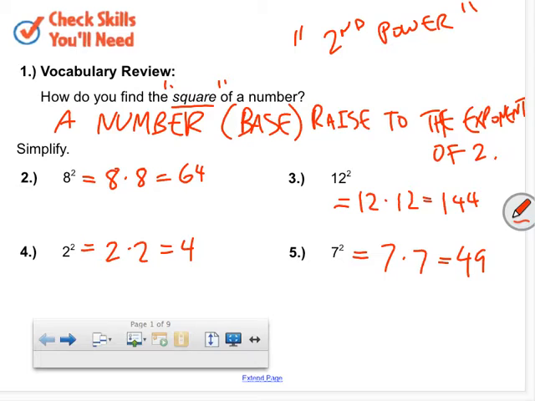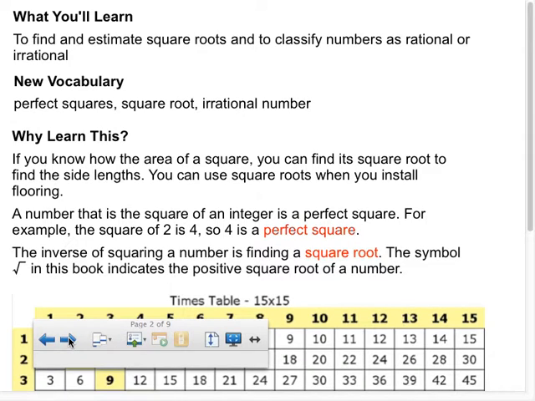What's the definition? Bokhar? It's a non-terminating decimal or number. It doesn't have an end to it, and it does not repeat. There are no repeating digits. Okay? So let's try to get that mentally straight in our minds today. All right, so we'll see some more examples. I'm going to read this since I want to put it on the class channel. What you'll learn: to find and estimate square roots and to classify numbers as rational or irrational. So now we need to be able to recognize the difference. Our new vocabulary: perfect squares, square root, irrational number.